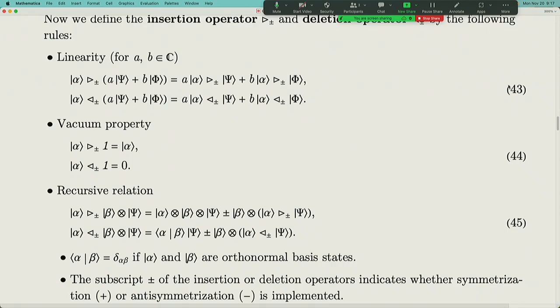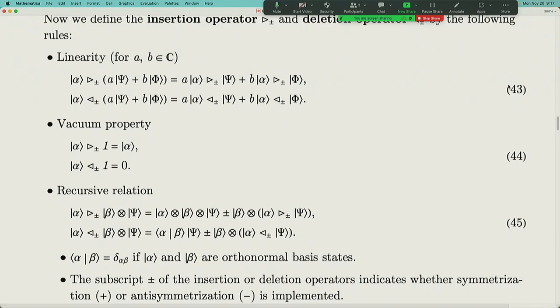So for a bosonic system, it will be very simple. You just need to add all of them together. It's a symmetrization, so that is labeled by this plus. And then for a fermionic system, we need to take care of this minus sign. Okay? So that's the idea of adding a new state into the existing sequence of single particle states. Okay? Any questions?